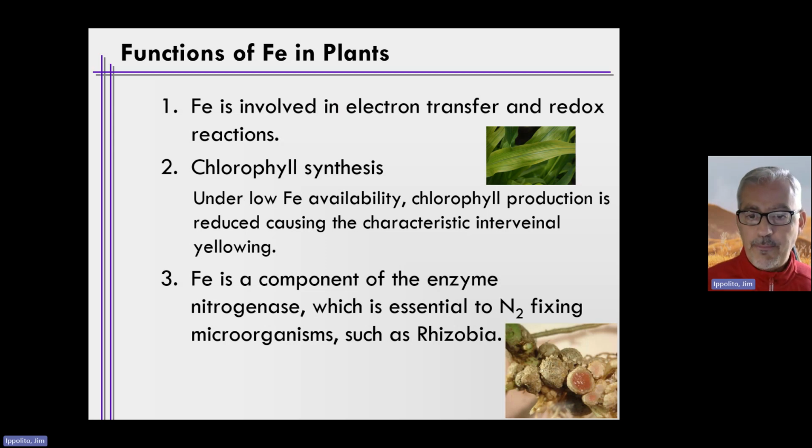Iron also plays a major role in nitrogenase enzyme activity, and that enzyme activity is essential for nitrogen-fixing rhizobia. We talked about rhizobia earlier in the semester. If you recall, when you cut open a gall that contains rhizobia on leguminous plants, that pinkish reddish hue is called leghemoglobin. Heme, which means iron, and iron provides that color that you see in this picture.